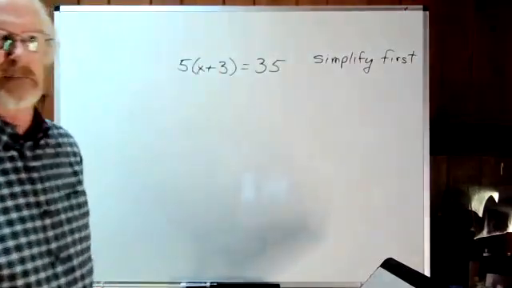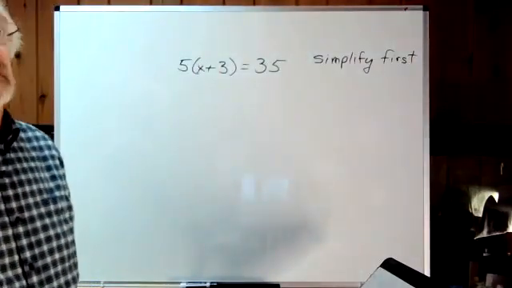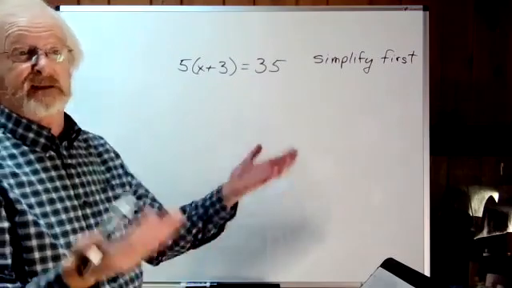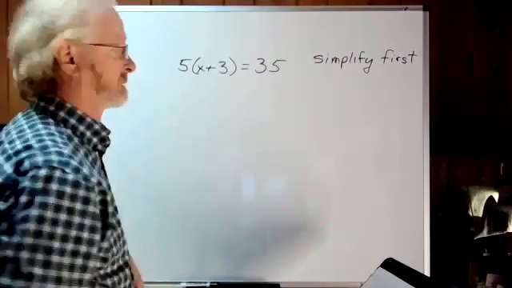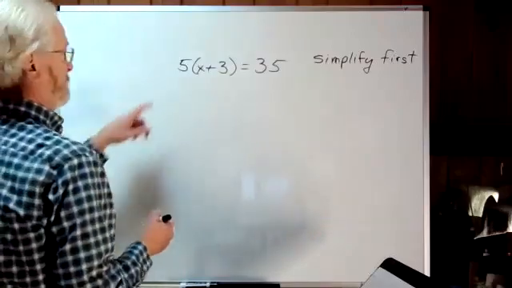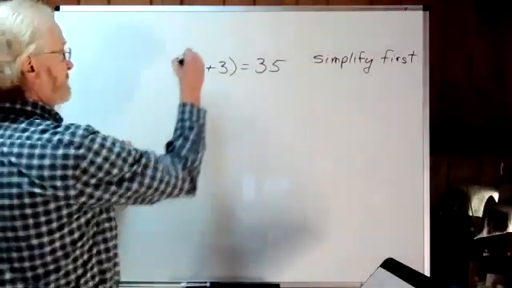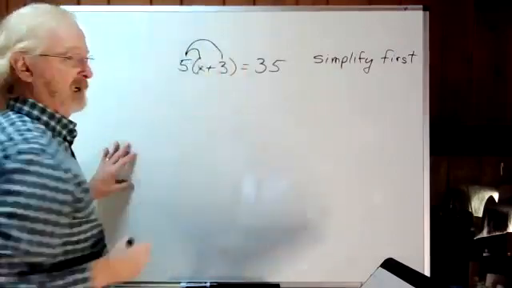Simplify both sides as much as possible, and then we'll go from there. Often we may end up with situations like we just covered, with variables and constants on both sides, and then we start moving things around. So here, remember that means 5 times each of those: positive 5 times x and positive 5 times 3.